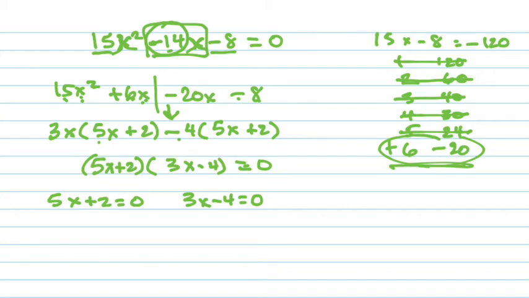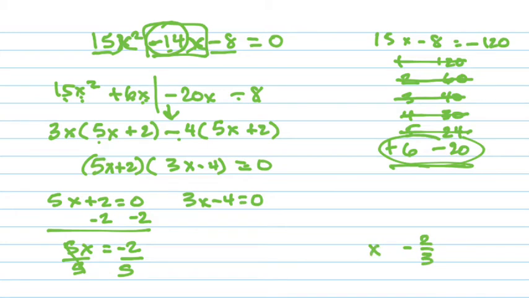All right. So now we no longer have one quadratic but two linear equations. So we solve them by doing the opposite. First thing, we're going to get the x term by itself by subtracting the 2. And then, because the x is multiplied by the 5, the opposite of multiply is divide. So our first answer is negative 2 over 3.